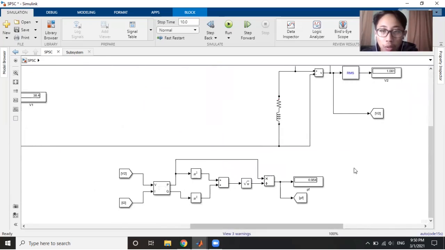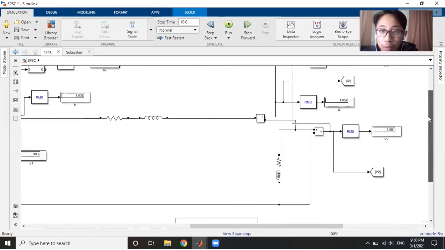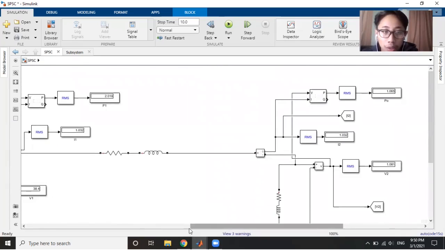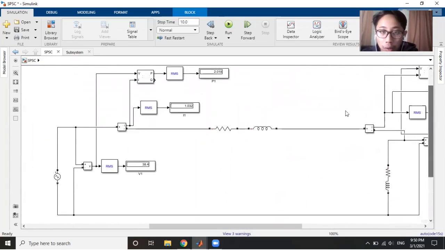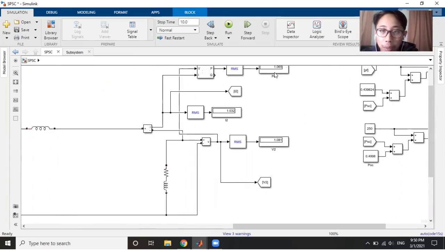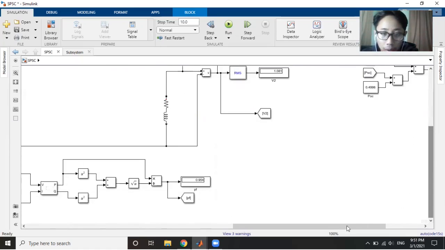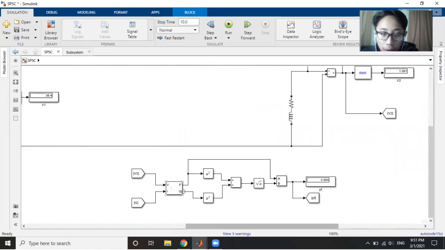Next, we are going to find the efficiency. For the efficiency, we have this circuit to find the P1, I1, and the output power PO, and I2. We have solved the V2. Next, we use this block, using V2 and I2 to find the PF.